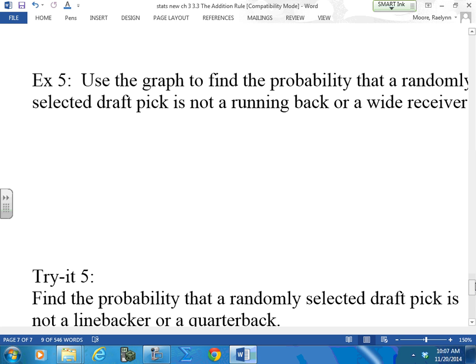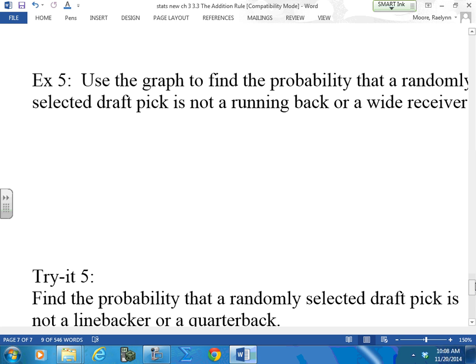They want you to define events A and B. A draft pick is a running back. A draft pick is a wide receiver. So you want to find out if it's not a running back or a wide receiver. There are two ways to do this. You can add up all the other things except wide receiver or running back, and put it over the total, the 253.